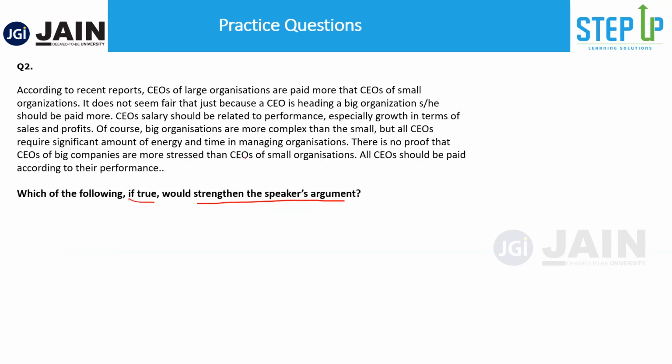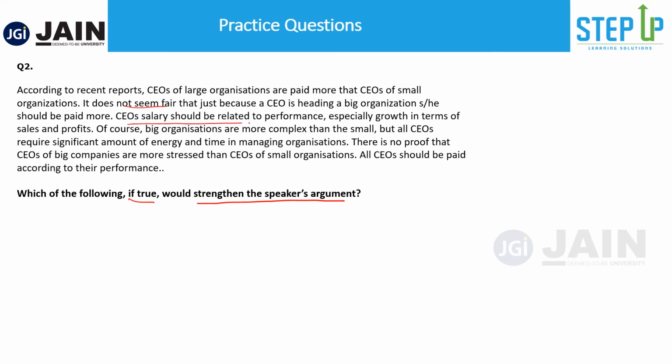Okay, so we have to strengthen the speaker's argument. Let's understand his argument. According to recent reports, CEOs of large organizations are paid more than CEOs of smaller organizations. It does not seem fair. Okay, it doesn't seem fair that just because a CEO is heading a big organization, she is paid more. CEO's salary should be related to performance.